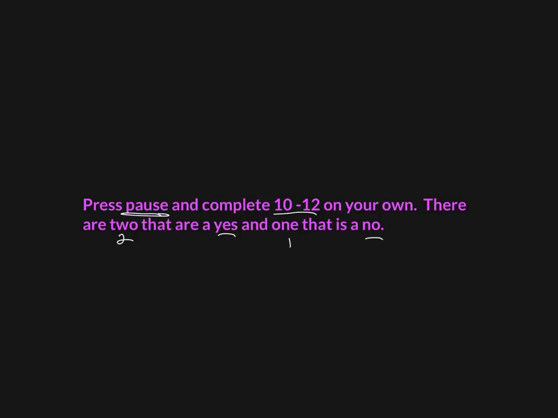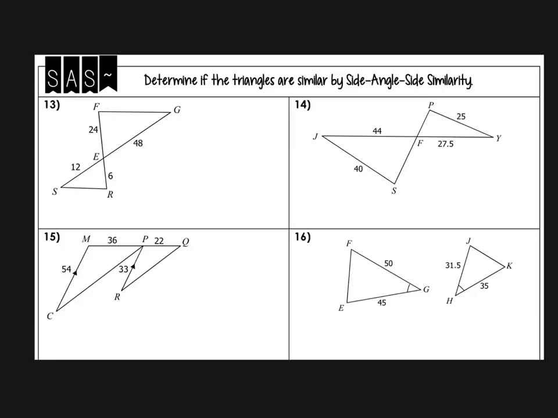Then come back to the practice. So our last practice here, we're going to work with side-angle-side similarity. Remember that we need that included angle between the 2 sides. So number 13, I see that I have vertical angles. They're not marked congruent, but I know that they are. And that is the included angle between these 2.